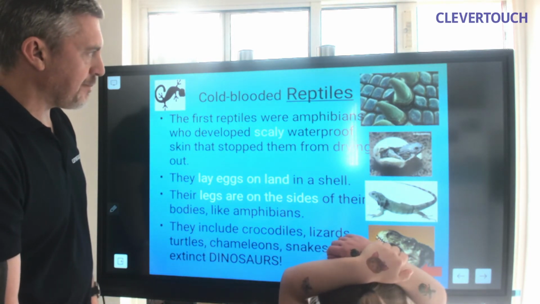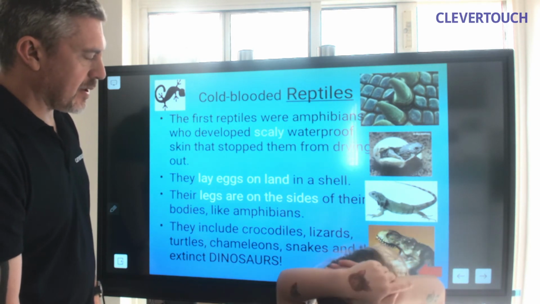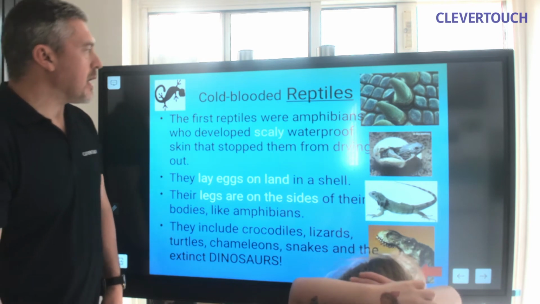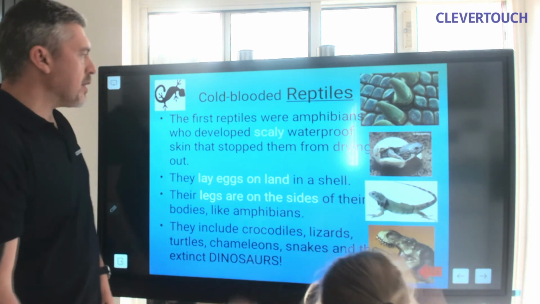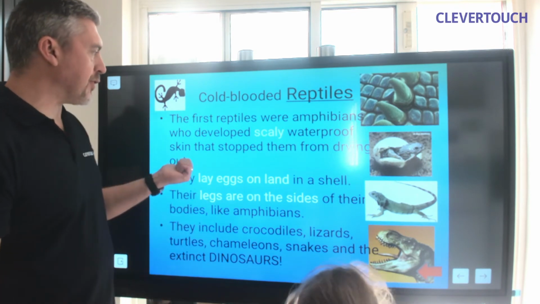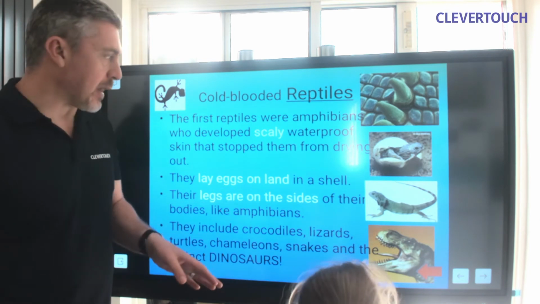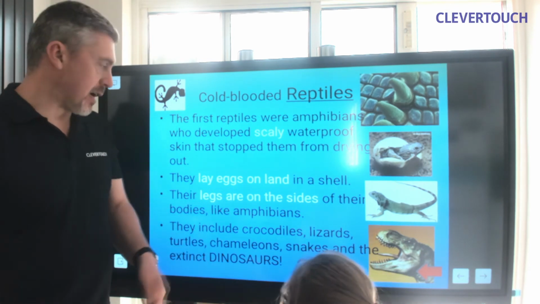What can you see? Yeah, what's that? A dinosaur, that's right. Now, cold-blooded reptiles. The first reptiles were amphibians who developed scaly, waterproof skin that stopped them from drying out. They lay eggs on land in a shell because they don't want the eggs to dry out.